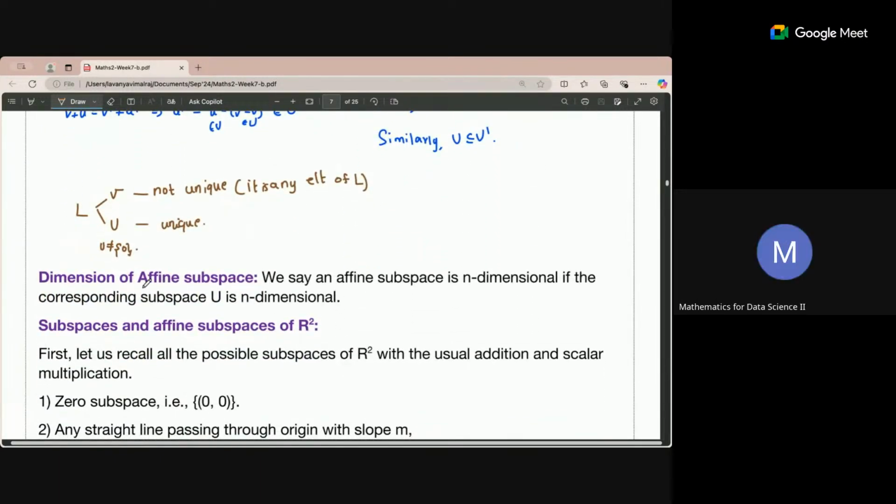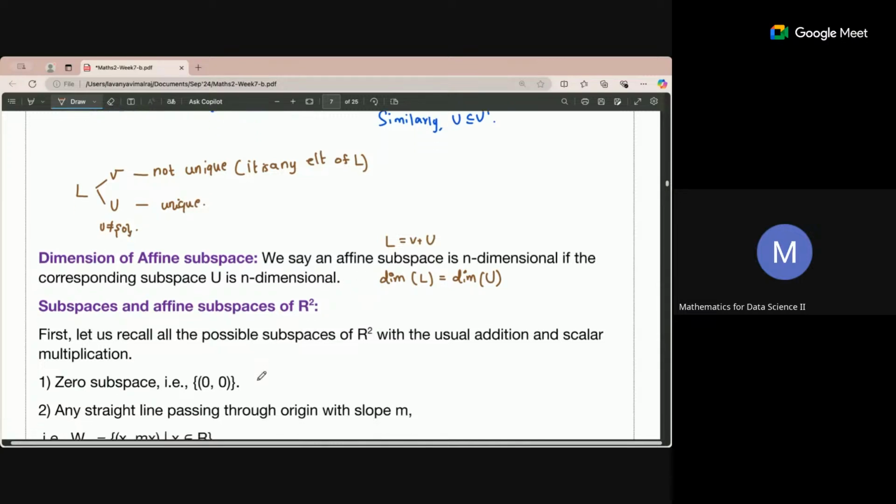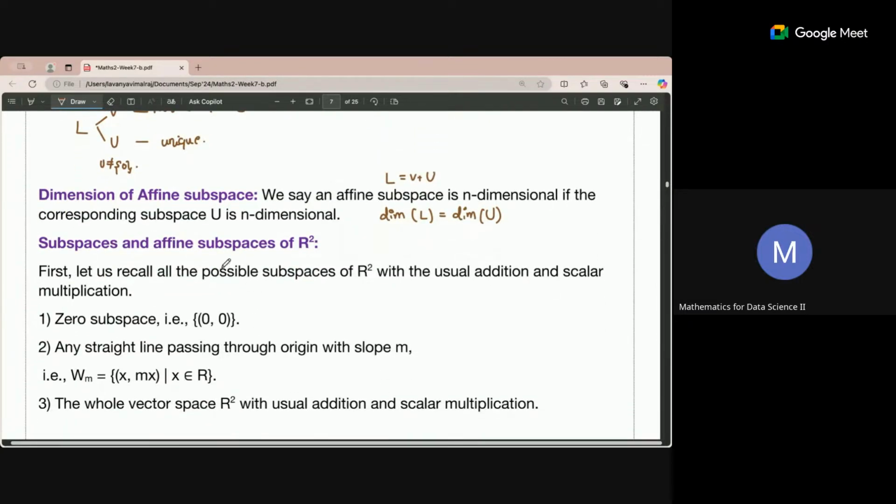So how do you define the dimension of an affine subspace? If you have an affine subspace L is equal to V plus U, then the dimension of L is equal to the dimension of the corresponding subspace U. So the dimension of L is nothing but the dimension of the corresponding subspace U. Now let us look at all possible scenarios, the affine subspaces of R2.